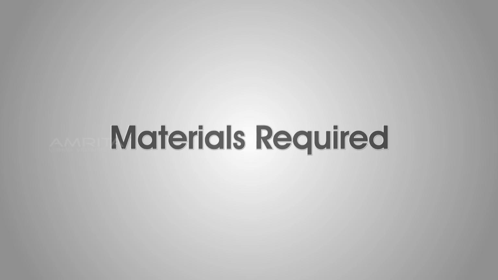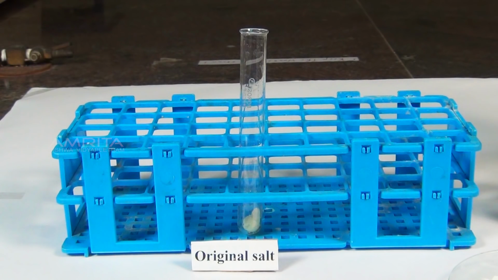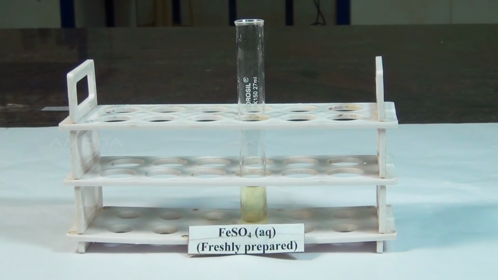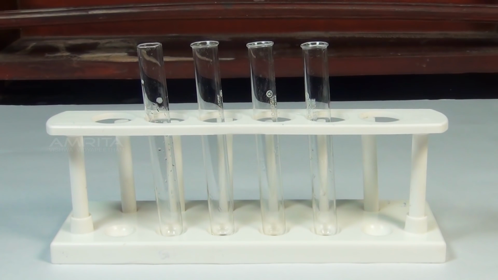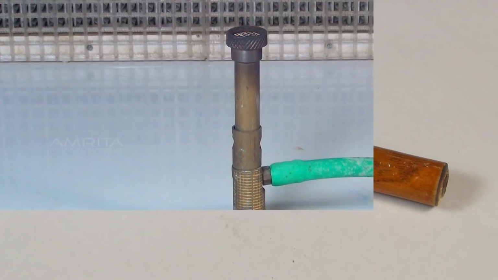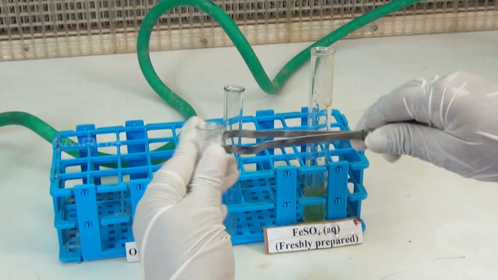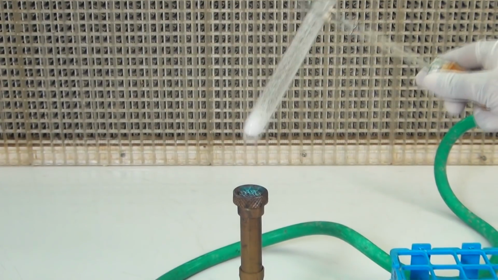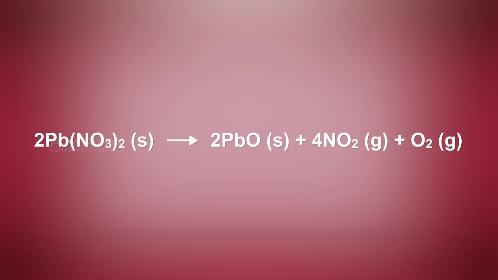Materials required: original salt, ferrous sulphate solution, test tubes, test tube holder and Bunsen burner. Procedure: take a small quantity of the salt in a test tube and heat it over the Bunsen burner. On heating, nitrate undergoes decomposition to evolve reddish-brown gas of nitrogen dioxide with a pungent smell.